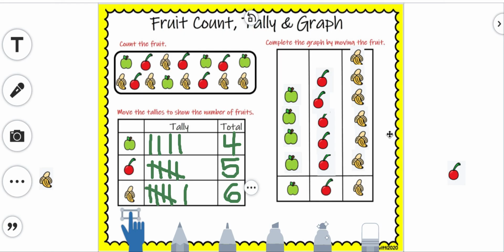Which fruit did we have the most of? Can you tell? That's right, bananas. Which one did we have the least of? You guessed it, apples. We had less apples than bananas.